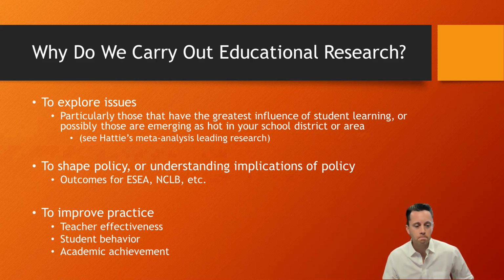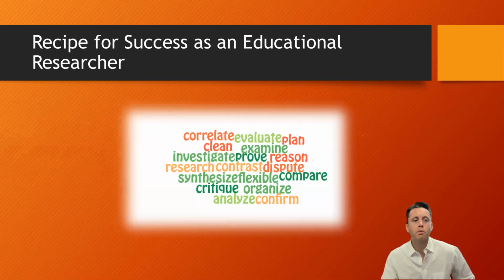And finally, the recipe for success as an educational researcher is wide-ranging. I jotted down a few buzzwords that I thought were relevant to our discussion today as we introduce this idea of educational research. We need to be able to correlate and evaluate and plan accordingly. We need to be able to clean data sets and examine what's all going on in our surrounding area. We need to be investigative. We need to be able to prove or reason at times. And through this research, we're going to be comparing and contrasting and synthesizing and critiquing, organizing, analyzing, confirming, and we need to remain flexible in that process.